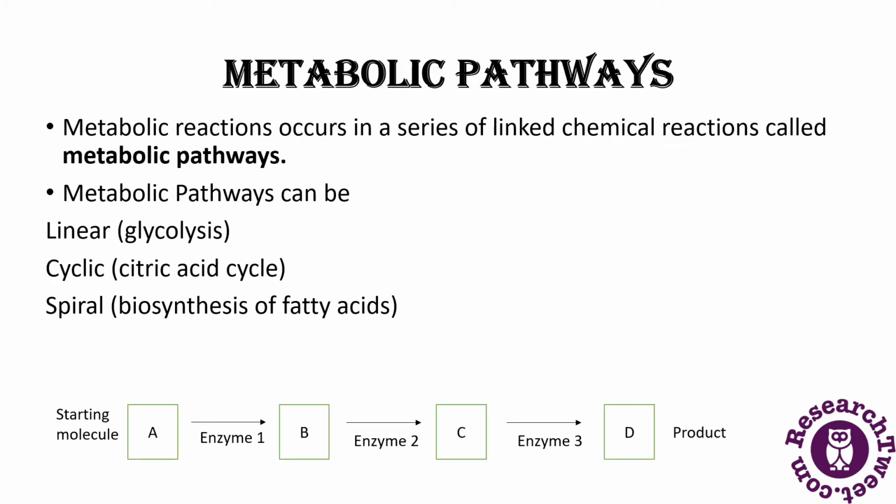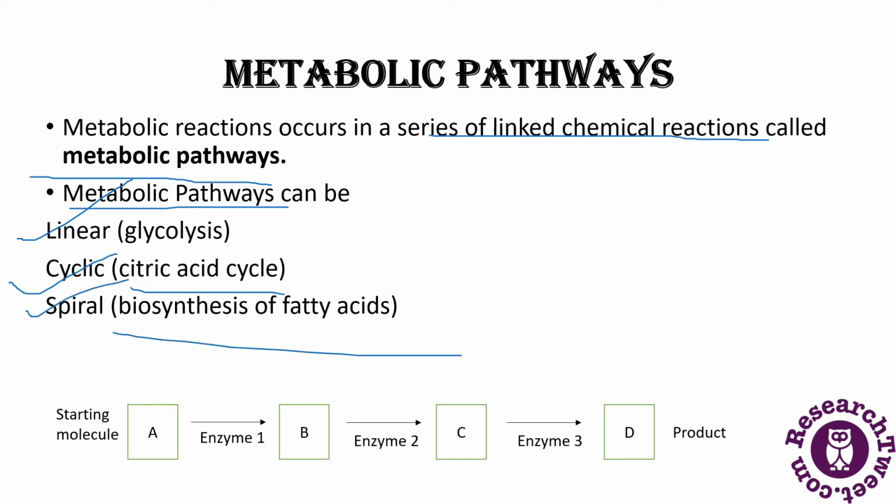The metabolic pathways occur as a series of linked chemical reactions. Here we are discussing the three types of metabolic pathways. It can be linear, that is glycolysis, cyclic, that is the citric acid cycle, and spiral, that is biosynthesis of fatty acids. Metabolic pathways proceed in a stepwise manner. For example, they transform the substrate into the end product through many specific chemical intermediates. Each step of a metabolic pathway is catalyzed by a specific enzyme.